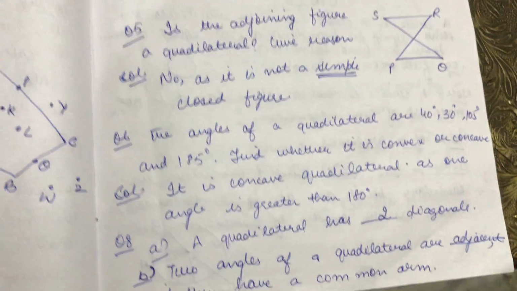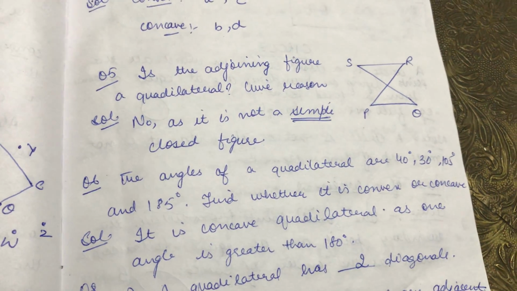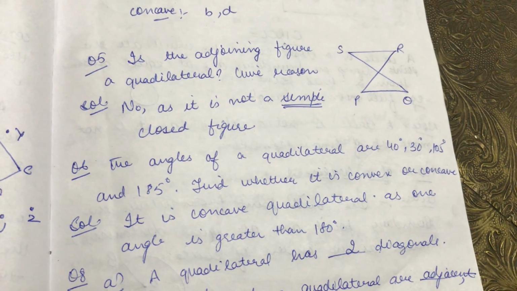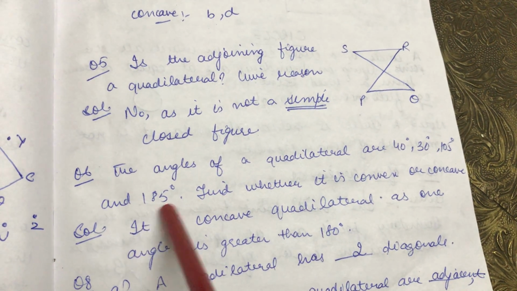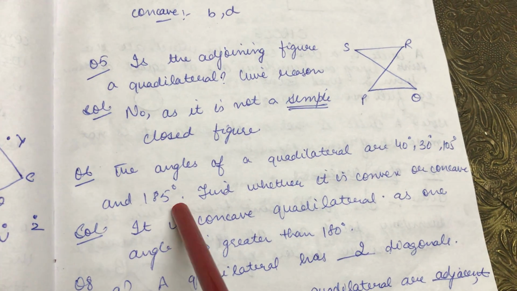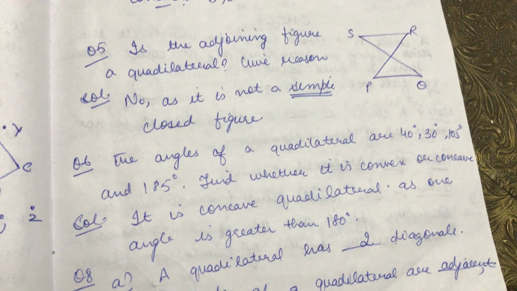Next question is, the angles of a quadrilateral are 40 degrees, 30 degrees, 105 and 185. Find whether it's convex or concave. Now as we see, one of the angles is greater than 180 degrees, so clearly it is a concave quadrilateral.